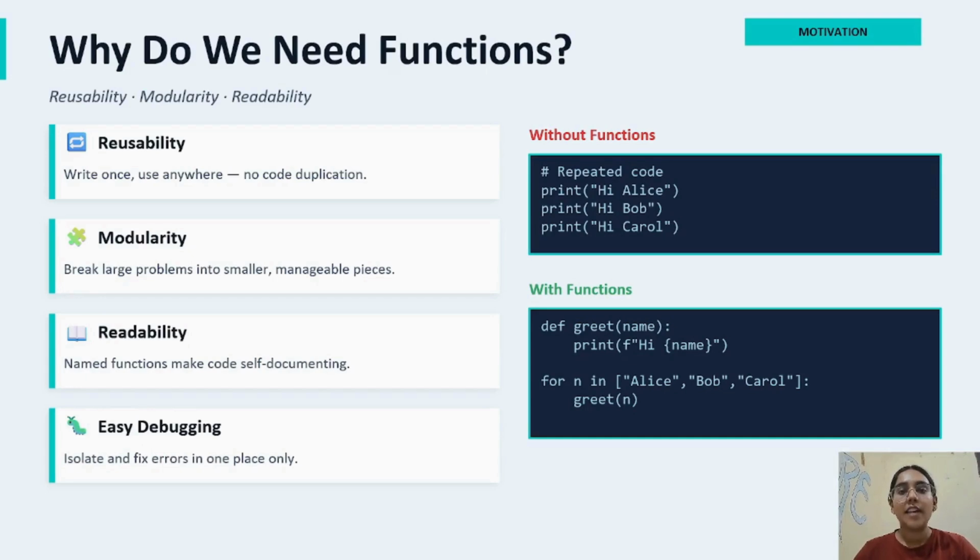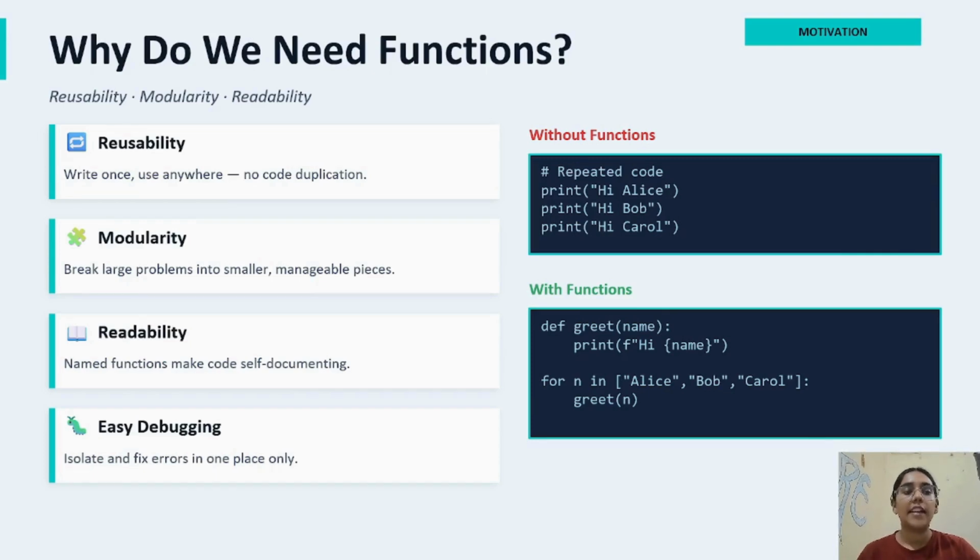The main question that arises in our mind is, why do we need functions? Imagine writing a code 100 times. That's a nightmare. Functions let you write code once and reuse it anywhere. They break big problems into smaller pieces, make your code readable, and when there's a bug, you fix it in one place only. That's the power of functions.